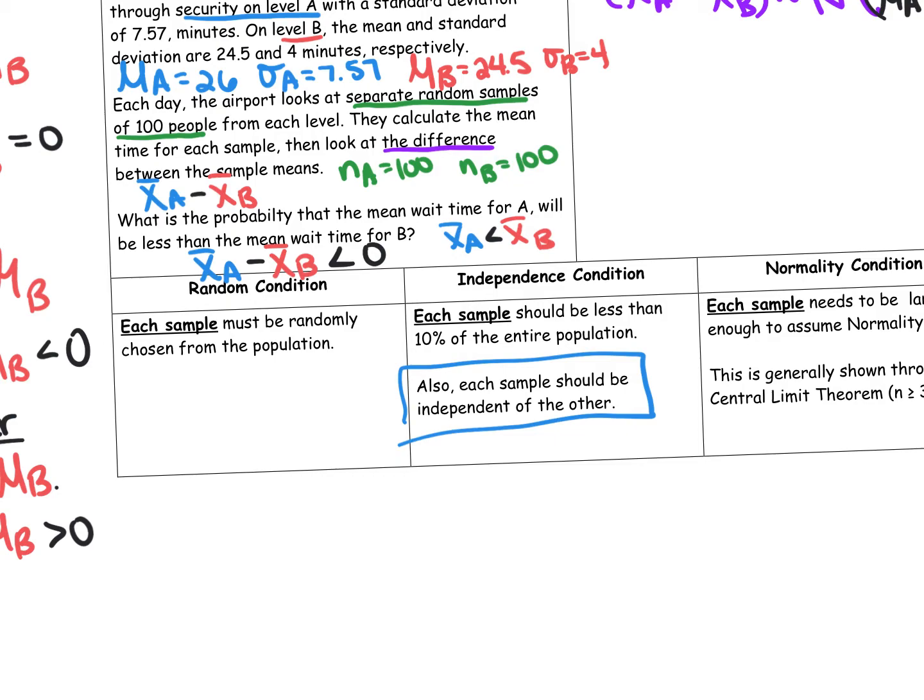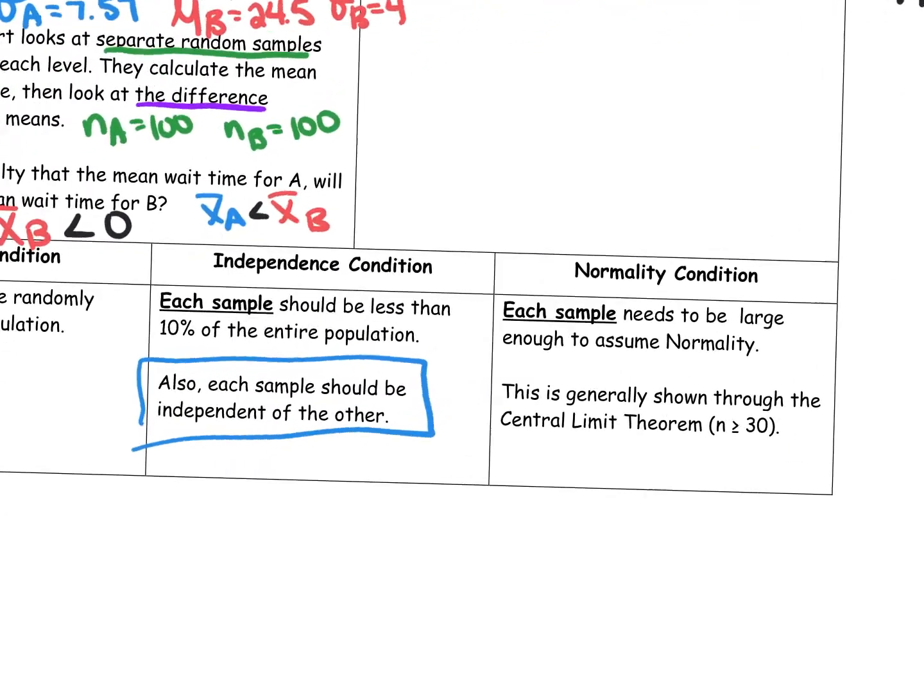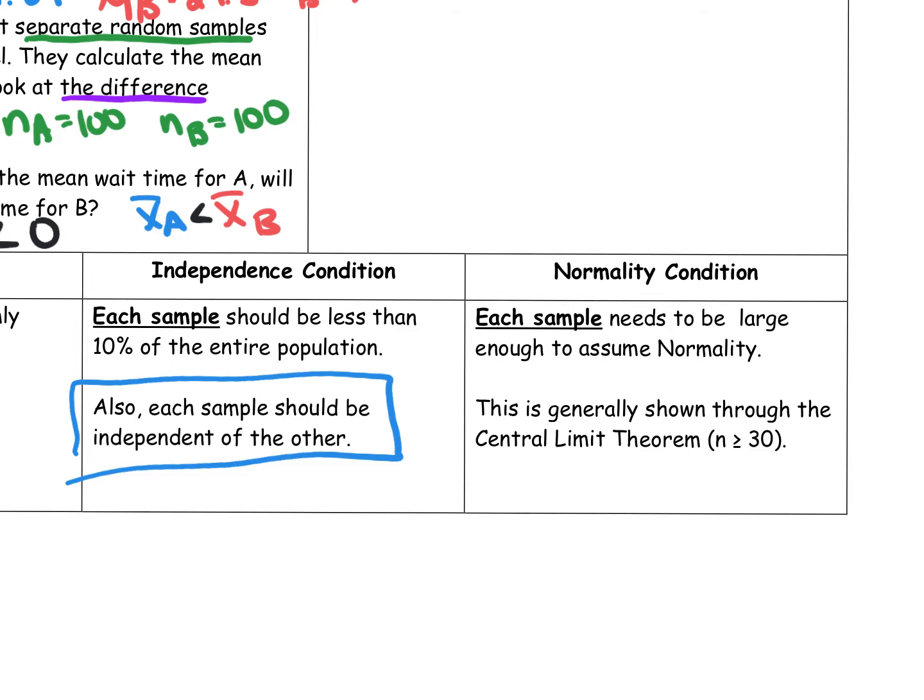And then our last condition that has to be met is our normality condition. And we need it to be normal again because we always want to use this normal curve to show our probabilities. Since we're talking about means, we show normality through the central limit theorem if we can. What I mean by that is we're going to try to show that our sample size is large enough. So that's a large enough condition. And the sample size for each sample that we're taking needs to be greater than or equal to 30.